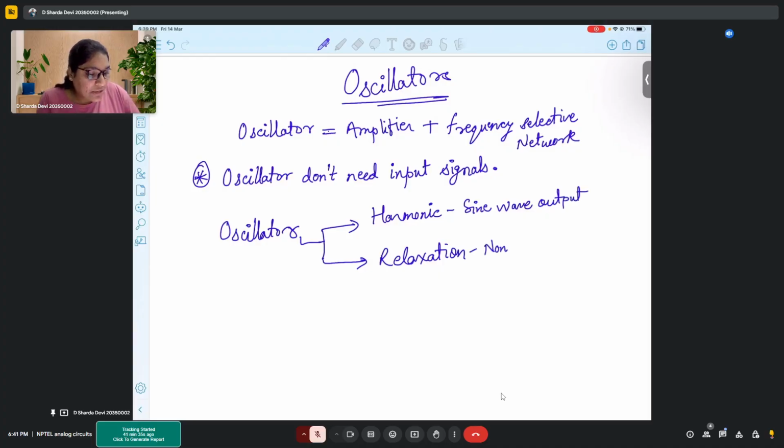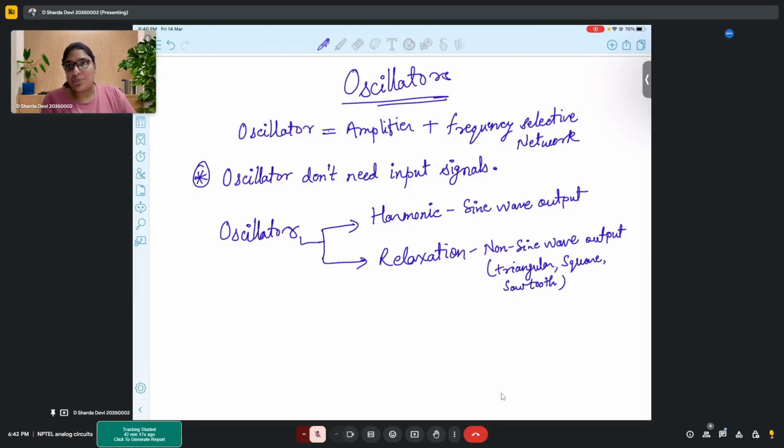In the non-harmonic, or we can say relaxation oscillator, what we get in output is a non-sinusoidal wave output. So what do I mean by non-sinusoidal wave? It can be a triangular wave, it can be a square wave, it can be a sawtooth wave, or any other different kinds of waveforms that can be formed. The other waveforms that we see, which are continuous in nature, are obtained through relaxation oscillators, whereas harmonic oscillators give us sine wave output.